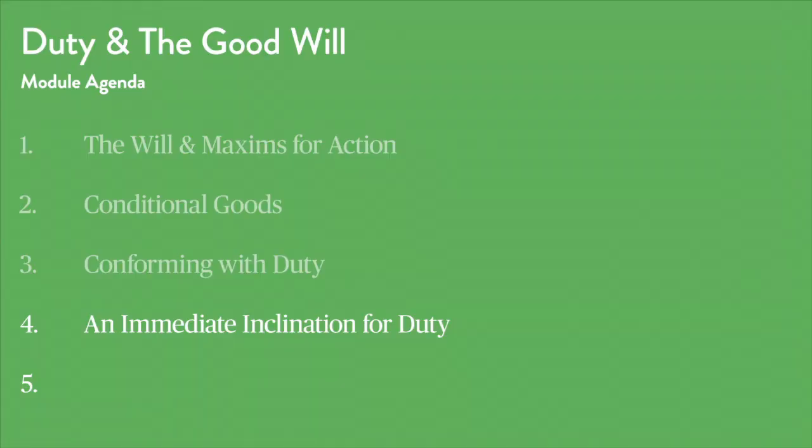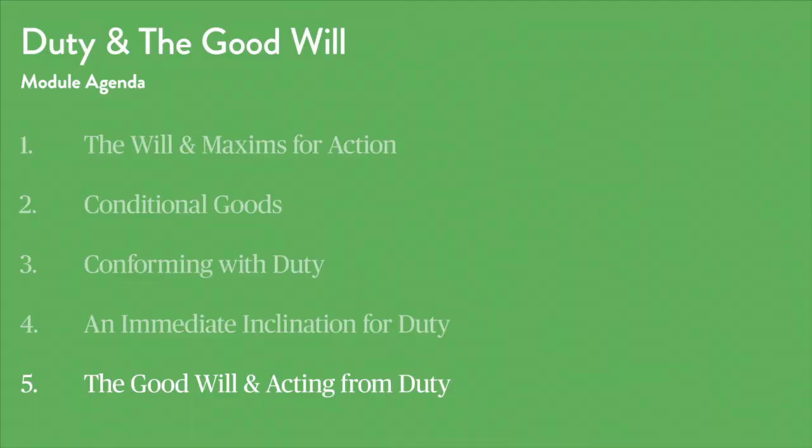Fourth, we'll see Kant ask, should we act out of an immediate inclination for duty? Should we want to do our duty? Kant is going to say that's morally irrelevant. Holy cow, what is left here? And fifth and finally, we'll put together what he said to come to his positive account of the good will and acting from duty. So there's this monster module. Before we dive into all that, let's take our first quick break, and then we can come back and get going.